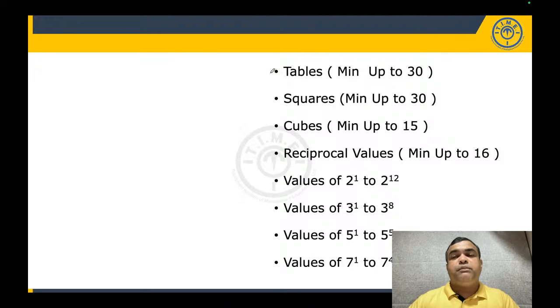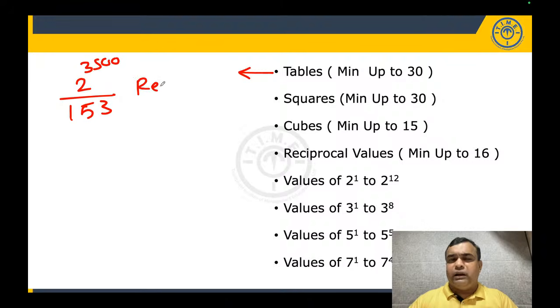For example, somebody says, sir, I'll do the tables on the calculator. Okay, I'll just give you a question: 2 raised to 3500 divided by 153, what is the remainder? To solve this question, I have to split 153. You have to split 153 into two parts. So can you answer how 153 will be split? Split in such a way that there is no common factor between the two numbers.